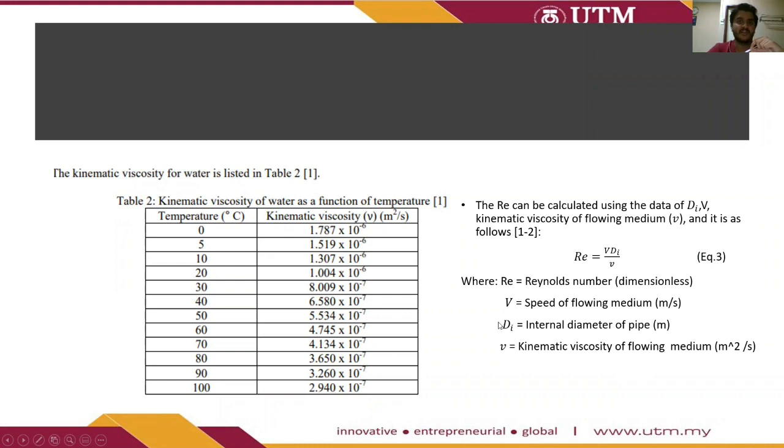First of all, we have to know what is viscosity. Viscosity is the measure of fluid propensity to flow. And what is kinematic viscosity? Kinematic viscosity is the ratio between the dynamic viscosity and the density of the fluid. Different temperature will give us different kinematic viscosity. So it will affect the Reynolds number.